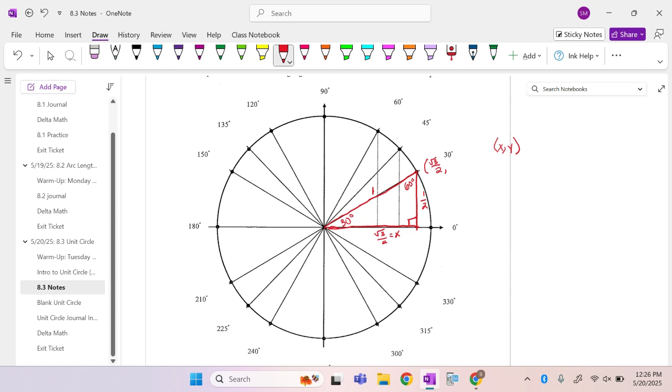Now, when you think y value, or y-axis, what do you think? Vertical. What's my vertical distance? How far up did I go? 1/2. Thus, my y value of this point is what? 1/2. Thusly, we got our first point.